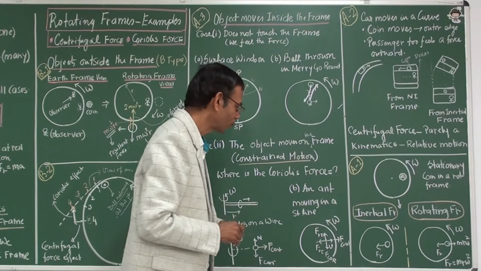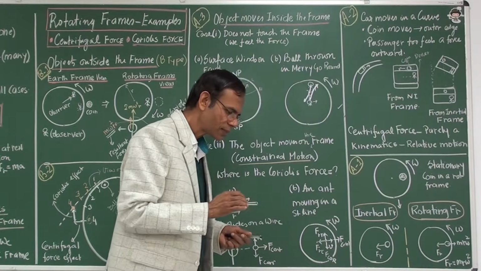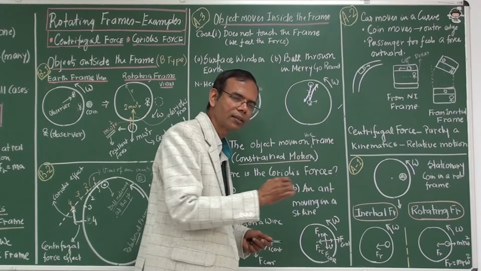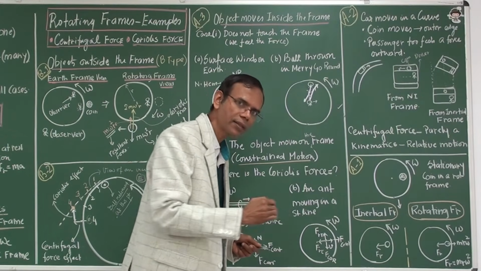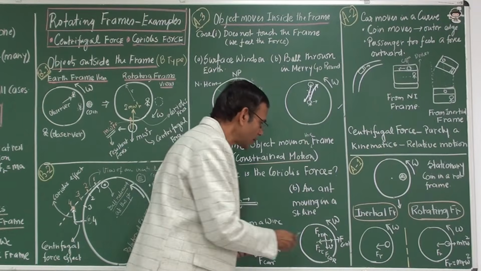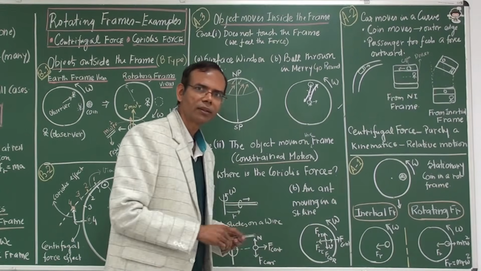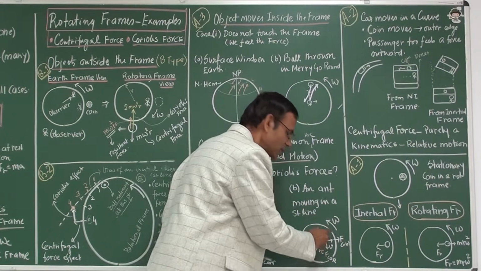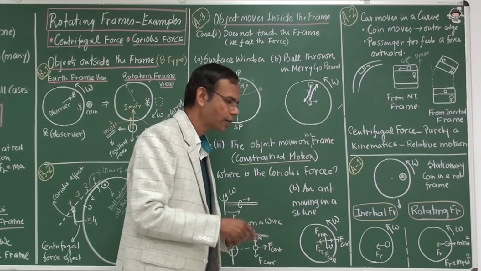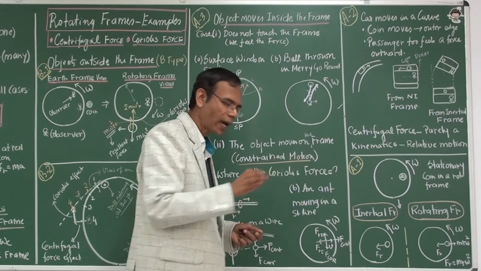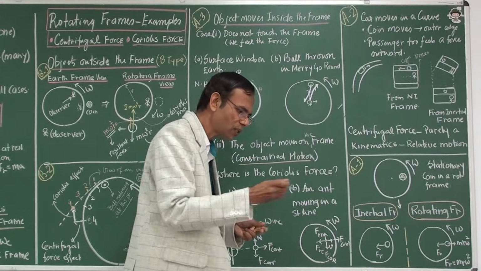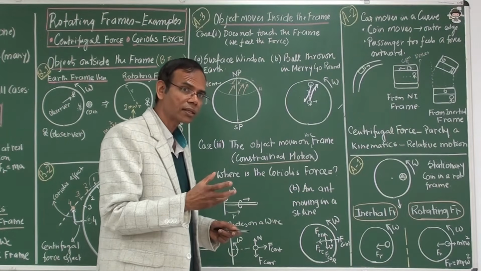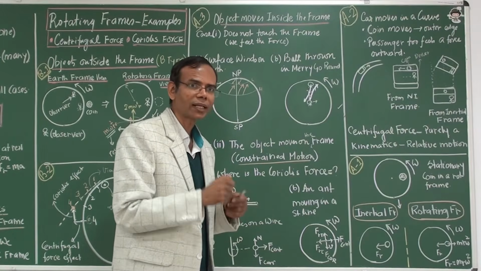Now, suppose this ant is having a motion in the outward direction, in a straight line. What will happen? As it is going in a straight line, its radius r, the distance from the center, is increasing. That means if I calculate the tangential velocity, v is equal to r omega, it is changing, because r is changing. So there is an acceleration. As it is going away, the tangential velocity is increasing.